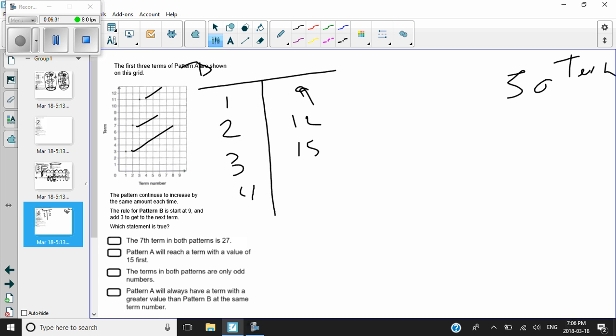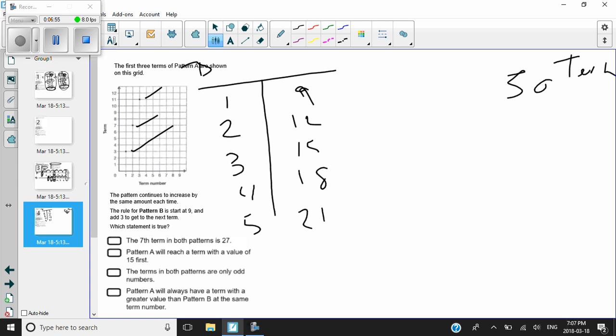The fourth term would be 19 because... oh, sorry, I made a mistake. That's not right. I'm adding 3. So 15, 16, 17, 18. It's always good to double check your work. 18. And the fifth term is going to be 3 more: 18, 19, 20, 21. Okay, so let's figure out a rule for this.